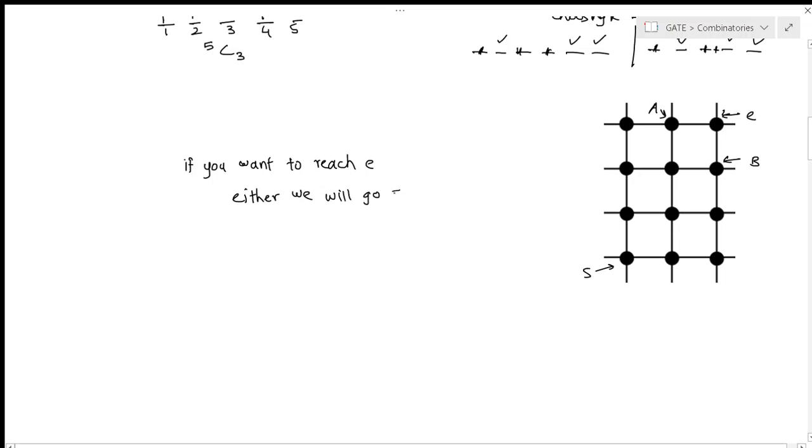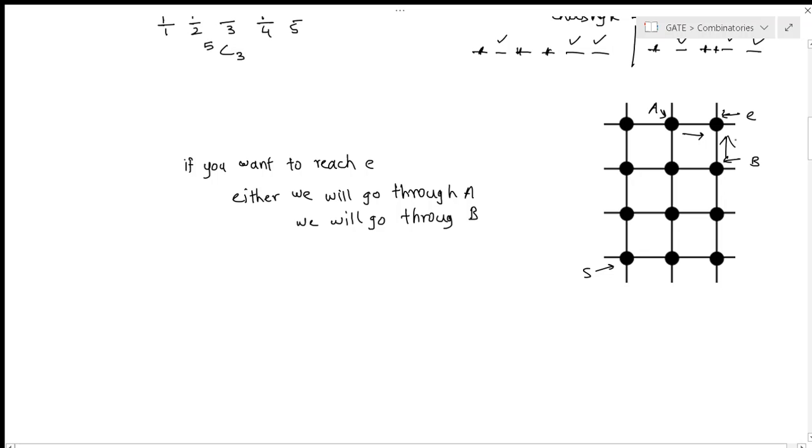Is it making sense now? One of these things will definitely happen, and exactly one of them will happen. It won't happen that we go through both A and B. It's not possible, right? So if you notice carefully, no matter what happens, if you want to reach E, you have only two options: either come from A or come from B.